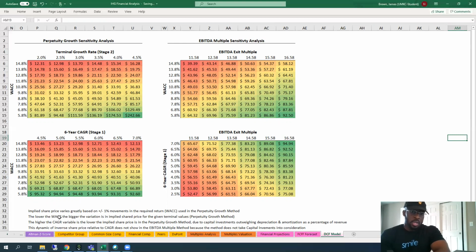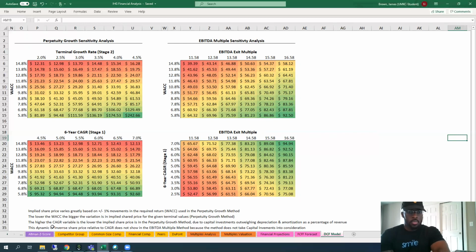The lower the weighted average cost of capital, the bigger the variation is in implied share price for the given terminal value. And obviously with that being the denominator, if you have a lower weighted average cost of capital and a higher terminal growth rate, then that does create a smaller denominator, which creates a bigger terminal value.